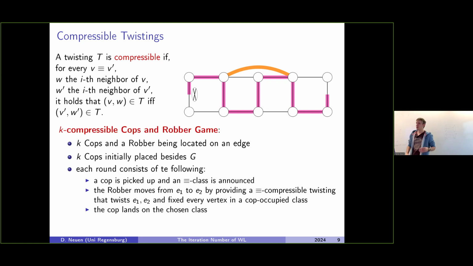And with this, we can now define this abstraction of the k-compressible cops and robber game. Yes, well, I hope you know the standard cop and robber game. So here we also have k cops and we have a robber. The difference is the robber is located on an edge. The k cops, as usual, are initially placed beside the graph, and then we place them on vertices, or here on equivalence classes of vertices. So each round consists of the following.